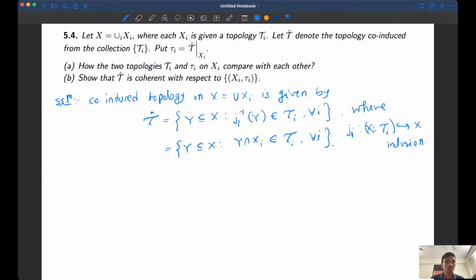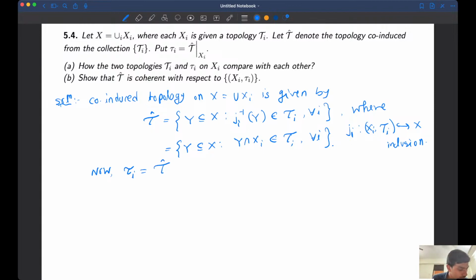Now this tau hat is a topology on X, and you can put on each Xi the subspace topology induced from this tau hat. Denote that as small tau I. Okay, and now this tau I is the tau hat.